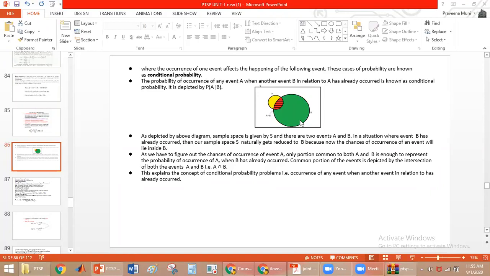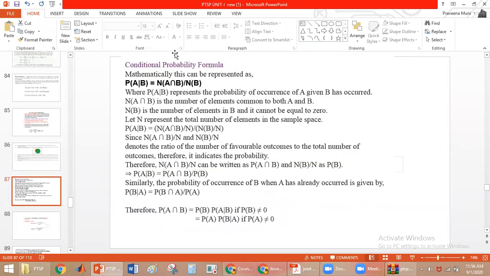So this explains the concept of conditional probability problems. That is, occurrence of any event when another event in relation to it has already occurred. So what is probability of A given B? Probability of A given that B has already occurred. This also we have discussed in the last class.